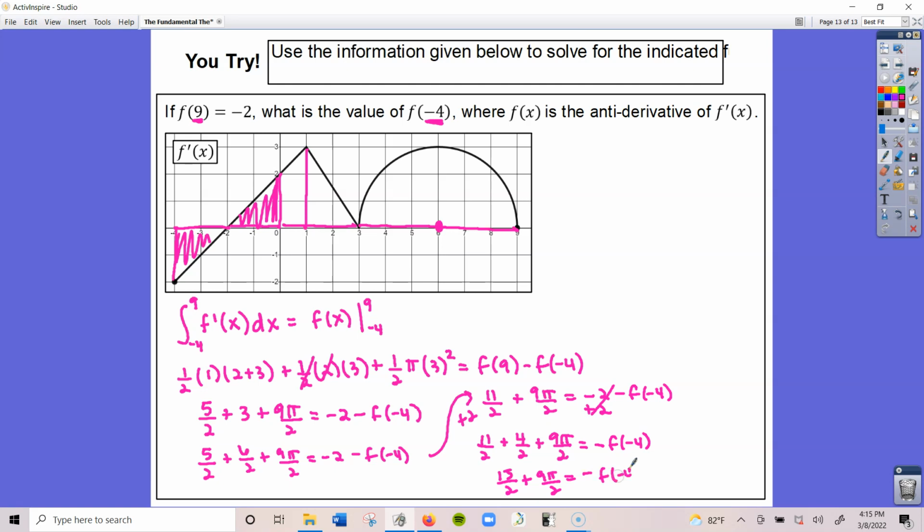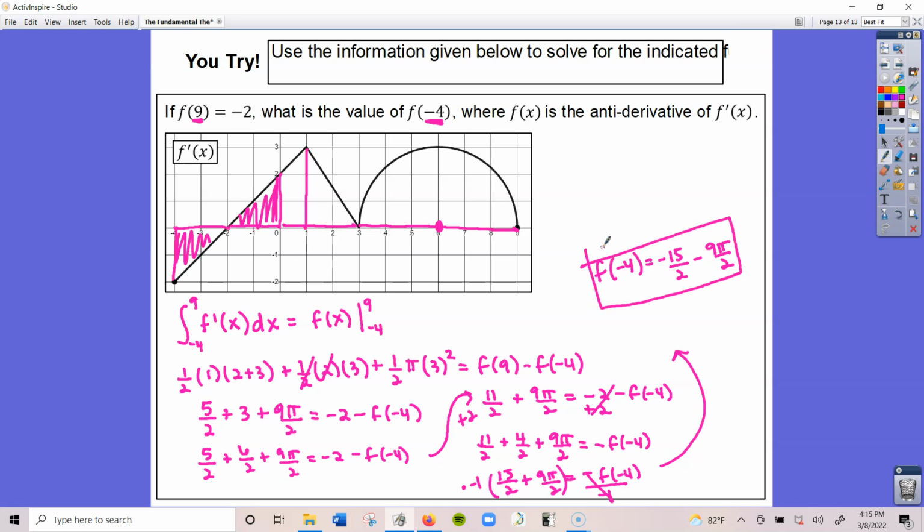And our final step to solve for f of negative 4 is we're going to divide by negative 1 or multiply by negative 1, however you want to do it. So f of negative 4, and that's just going to switch my signs, is going to be negative 15/2 minus 9 pi over 2. And that is your definite integrals and the fundamental theorem of calculus, or the FTC.